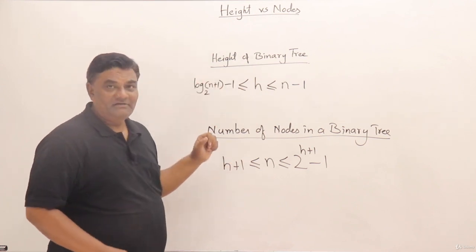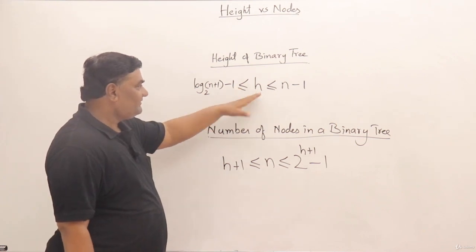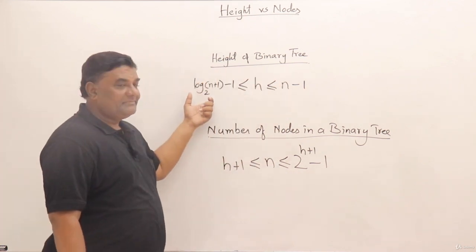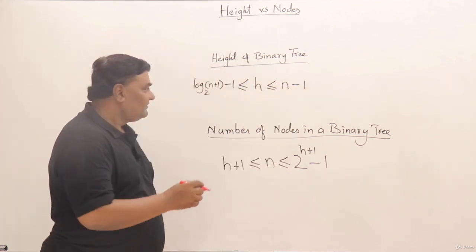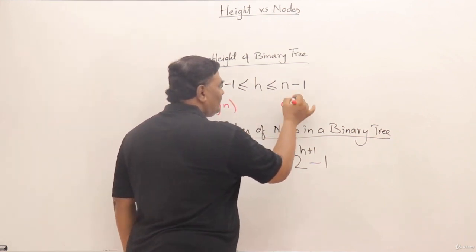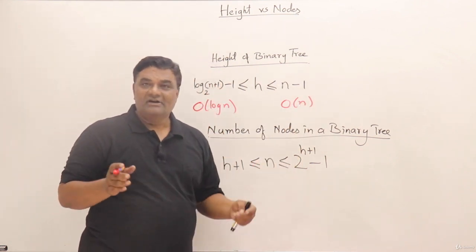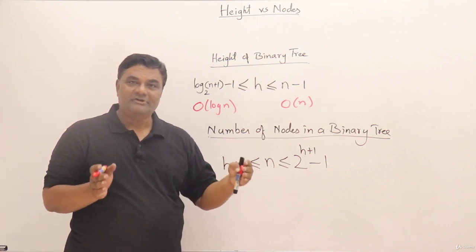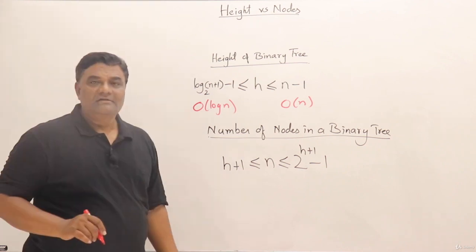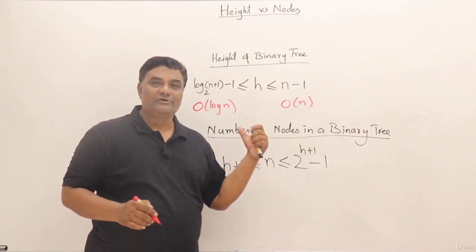Next, we saw this formula, the height of a binary tree. This is very important. The height of a binary tree can range from log n to n, logarithmic to linear. This is order of log n, and this is order of n. So minimum is log n, maximum is n. Remember this always: for a binary tree, it means log n to n. Whatever board work I have done, if you do it once, you will always remember these formulas. These formulas are very important.